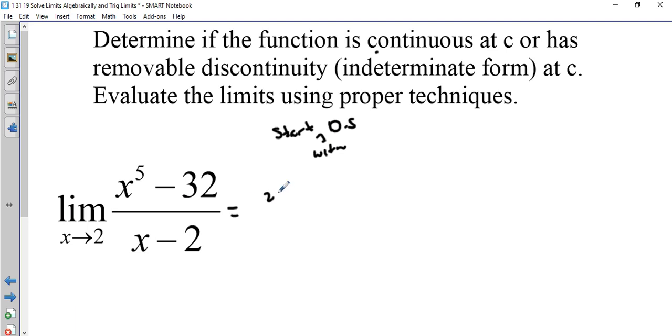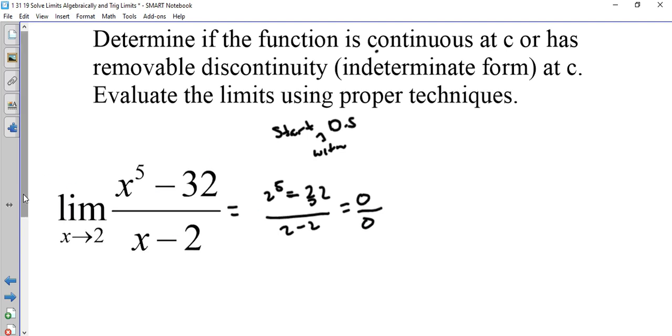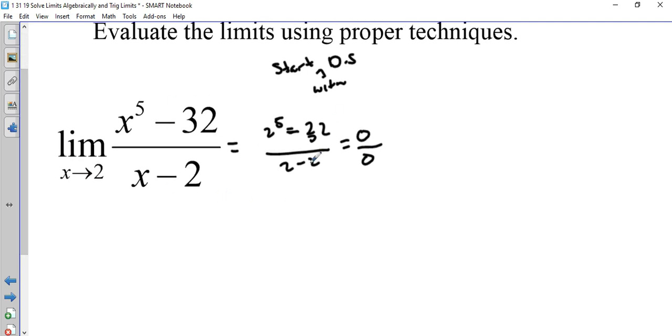2 to the 5th power is going to be 32, minus 32, and 2 minus 2. Well, guess what we get? We get 0 over 0. We got a hole here. Because this is a polynomial over a polynomial, we're going to use the dividing out technique, because the next thing we have to do, once we get indeterminate form, is simplify.